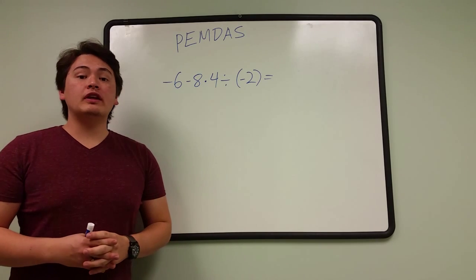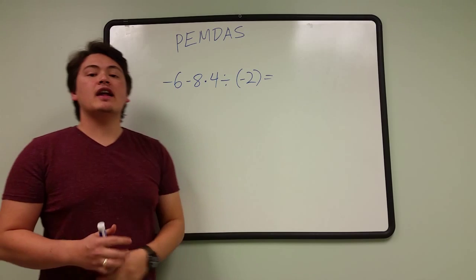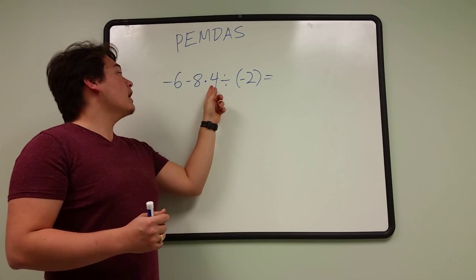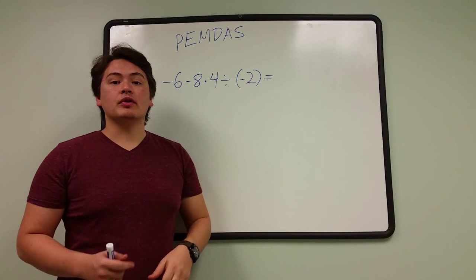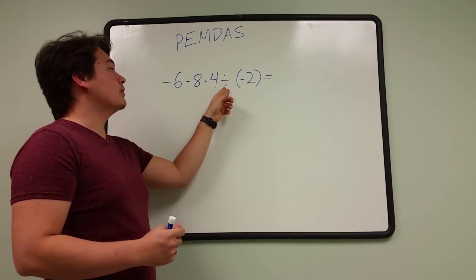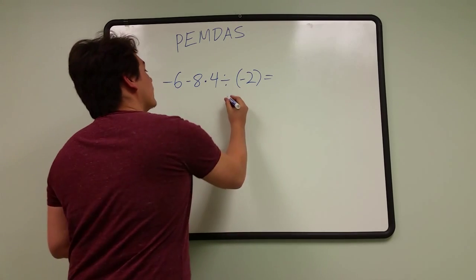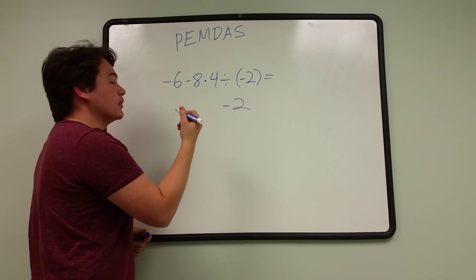So let's start with the parentheses. So we have a 4 divided by a -2. If we have 4, which is a positive, divided by a negative number, my answer is going to become negative. So 4 divided by -2 is going to give me -2. And I'm going to bring everything else down.